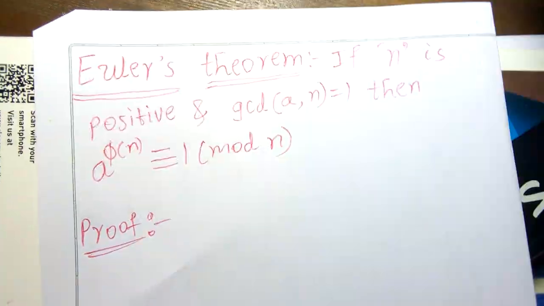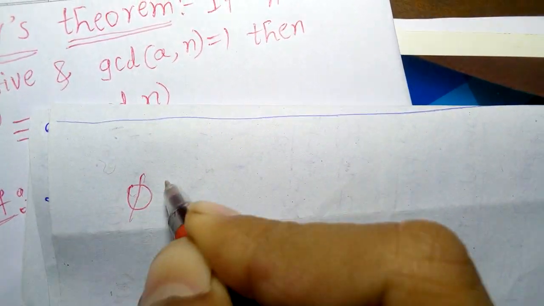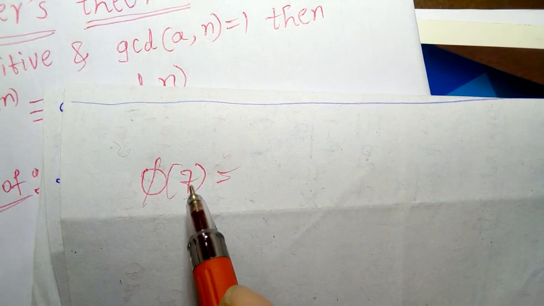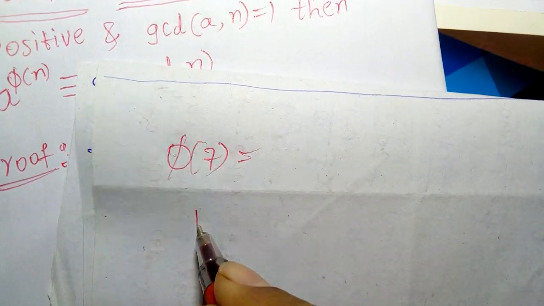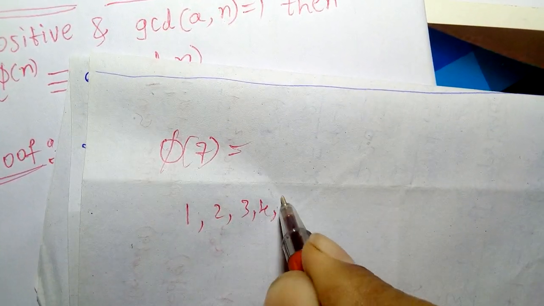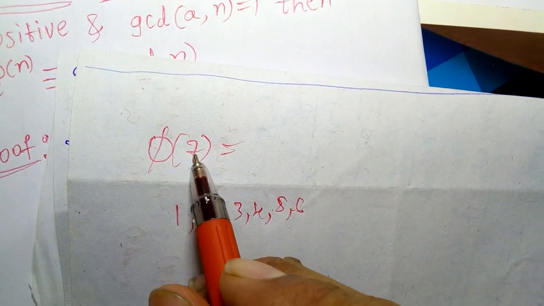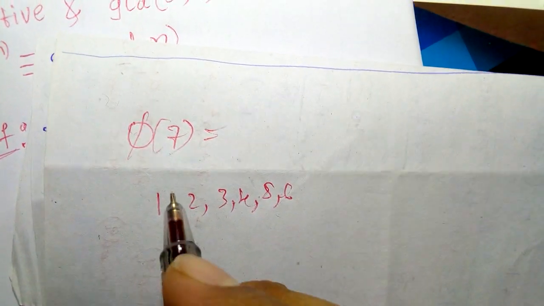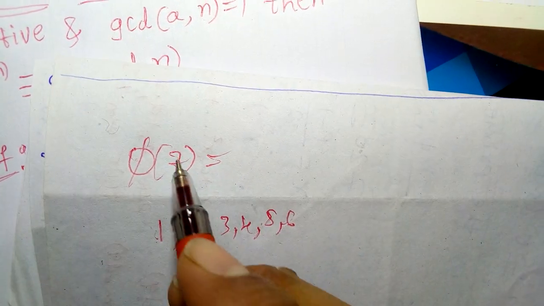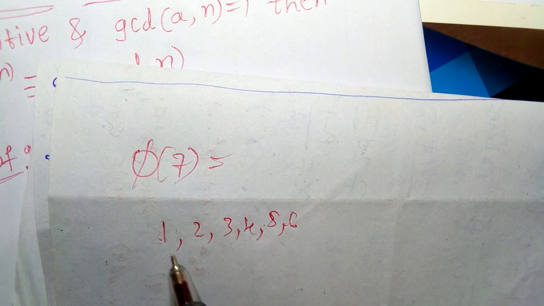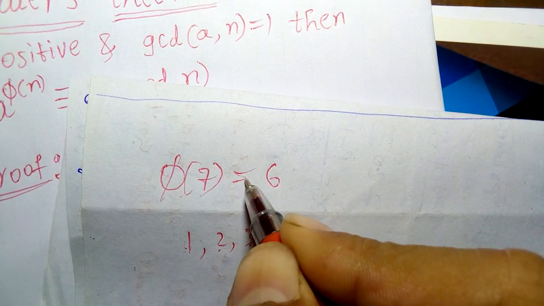For example, if we take the number 7, what is phi of 7? We know the numbers which are less than 7 and relatively prime to 7 are 1, 2, 3, 4, 5, 6. Relatively prime means the GCD of the two numbers is 1. GCD of 1 and 7 is 1, GCD of 2 and 7 is 1, and so on. So how many numbers are there? 1, 2, 3, 4, 5, 6. So phi of 7 is 6.